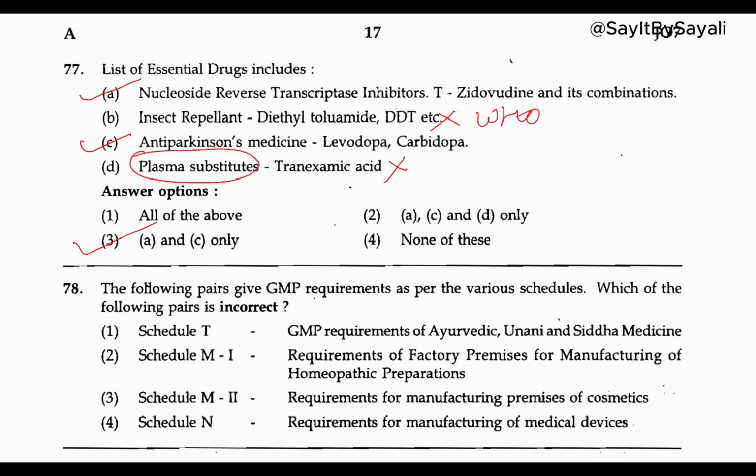Clear? Question number 78. The following pairs give GMP requirements as per the various schedules. Which of the following pairs is incorrect?